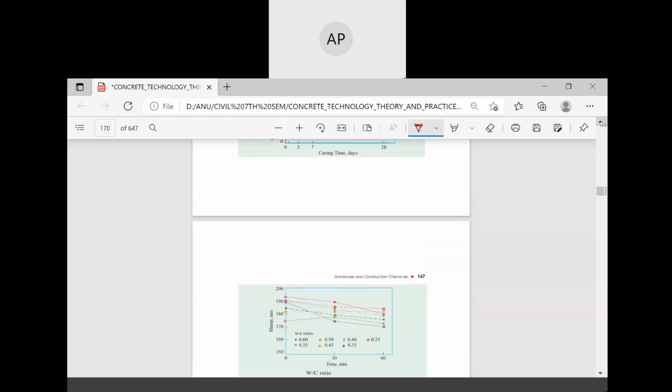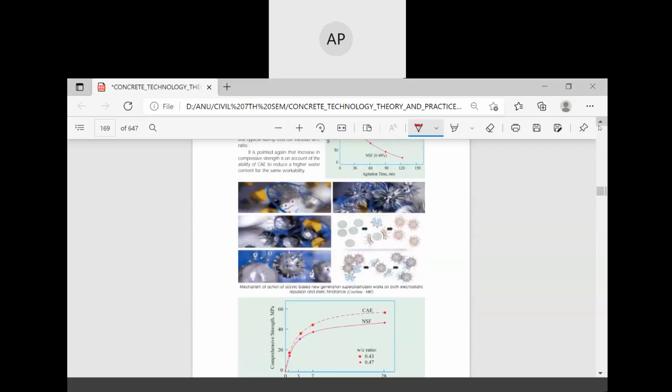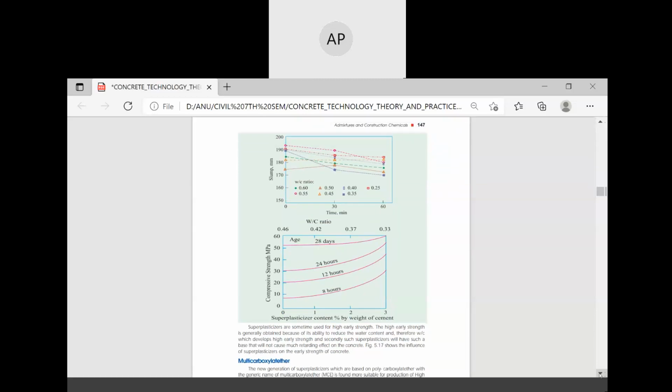So let me show the figure of what is shown here. Mechanism of action of acrylic based new generation superplasticizer works on both electrostatic repulsion and steric effect. Okay, a chemical formula is showing here. Chemical reaction is showing here. Superplasticizer content by weight and compressive strength. So can you see in the figure? It is showing that if you add superplasticizer, it will give better age strength to the concrete.